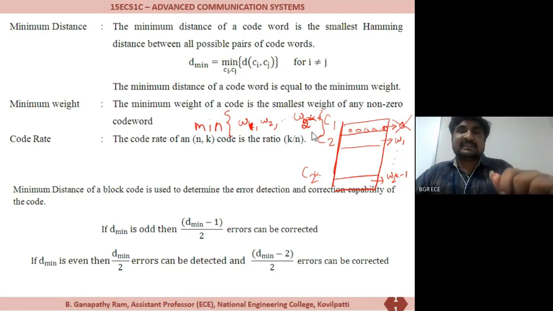And the minimum distance is equal to the minimum weight. Generally, if you want to find out the minimum distance, we always go for minimum weight, because the comparison will be very minimal. Here we have to only compare the 2 power k number of possible data, whereas in the case of minimum distance, we have to find out all the pairs from the 2 power k data. So the minimum distance can be easily found with the help of identifying the minimum weight.